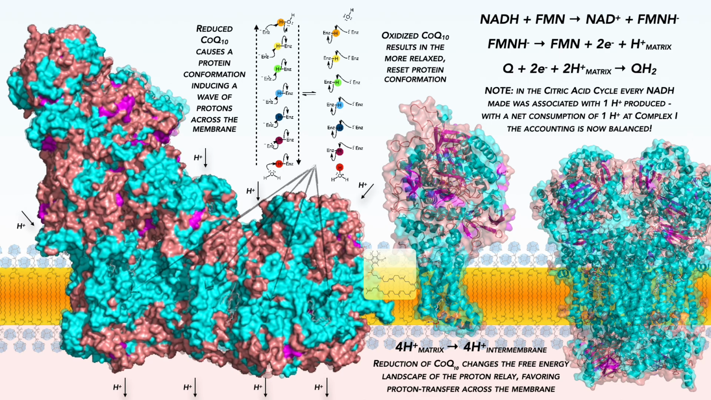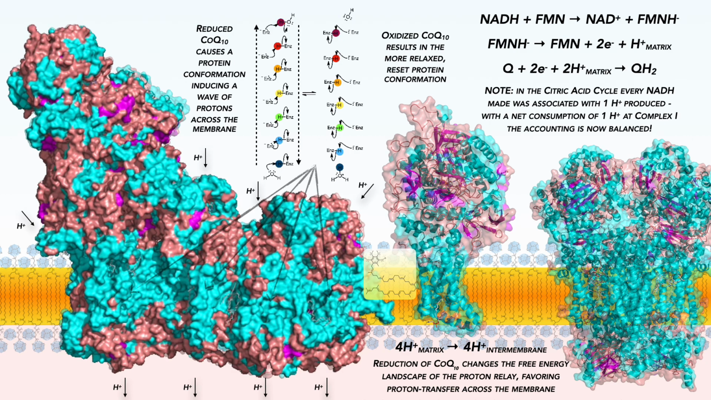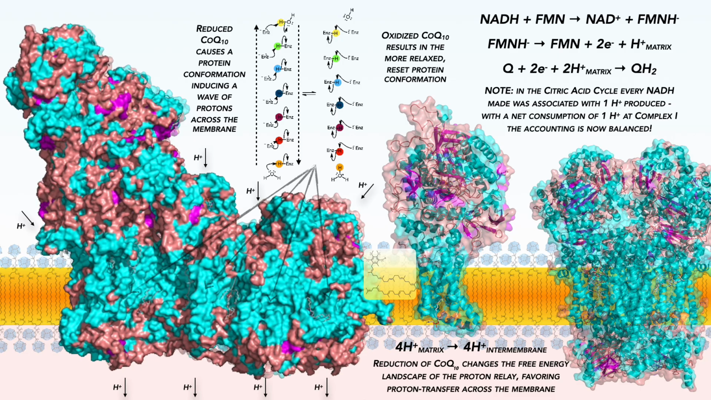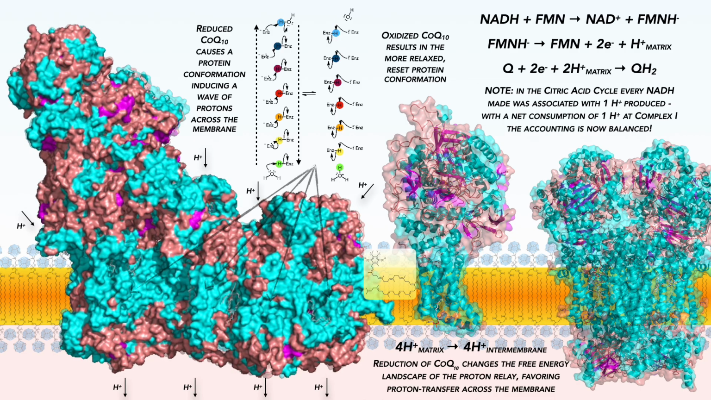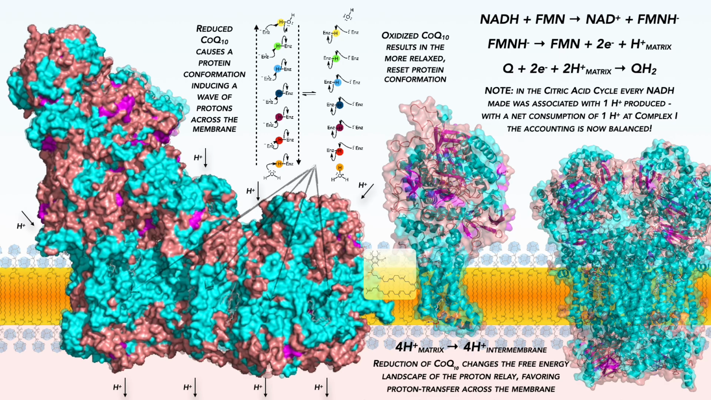During the citric acid cycle, every NADH that was produced was accompanied by the release of 1 proton. At complex 1, reduction of ubiquinone consumes 2 matrix protons. One of those is the proton carried by NADH itself, while the second comes directly from the matrix. This completes the proton accounting for NADH formation earlier in metabolism.